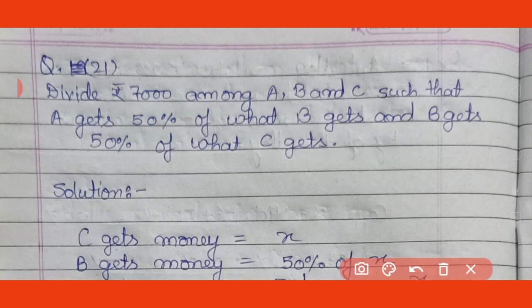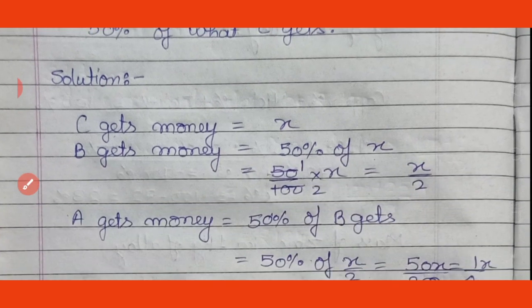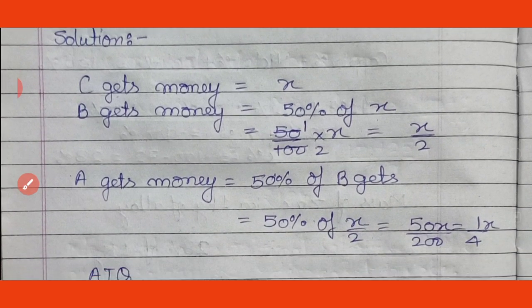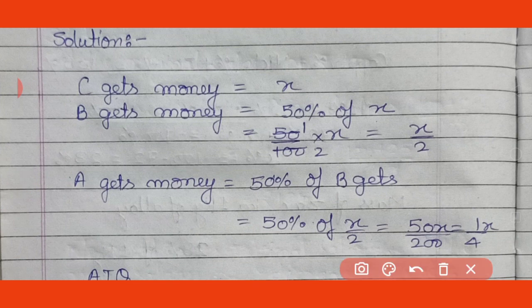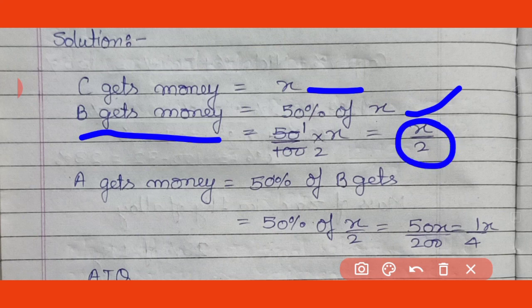So firstly we have to assume a number, whatever money C gets. So C gets money equal to X. B gets money equal to 50% of X, that is 50% of whatever money C gets. So it becomes 50 upon 100 into X, which is X upon 2.